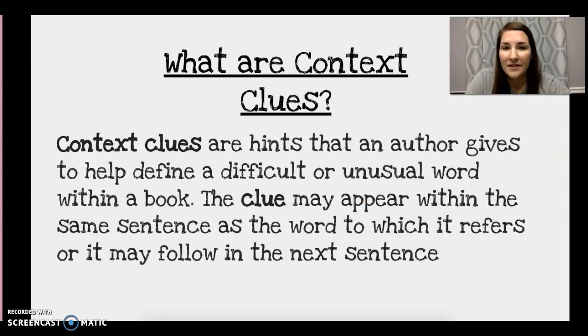So, context clues, again, are hints that an author gives to help define a difficult or unusual word within a book or sentence. The clue may appear within the same sentence as the word to which it refers, or it could follow in the next sentence. So sometimes you have to search a little bit more than just that sentence that it's in, but it's usually pretty close around where it is, either in that sentence or the sentence right after. So we're going to get some practice with that.